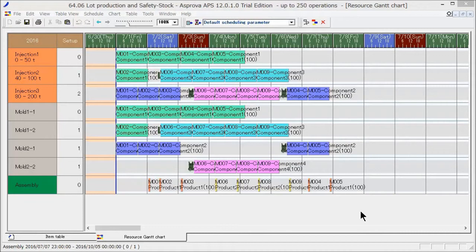As a solution to these issues, we perform bulk production. By securing safety stock in advance and avoiding setups caused by switching, we can increase production efficiency. First, let's set the bulk production of molded parts. Let's set the bulk production of molded parts component 1 through 4 in the amount of 300 pieces per order.